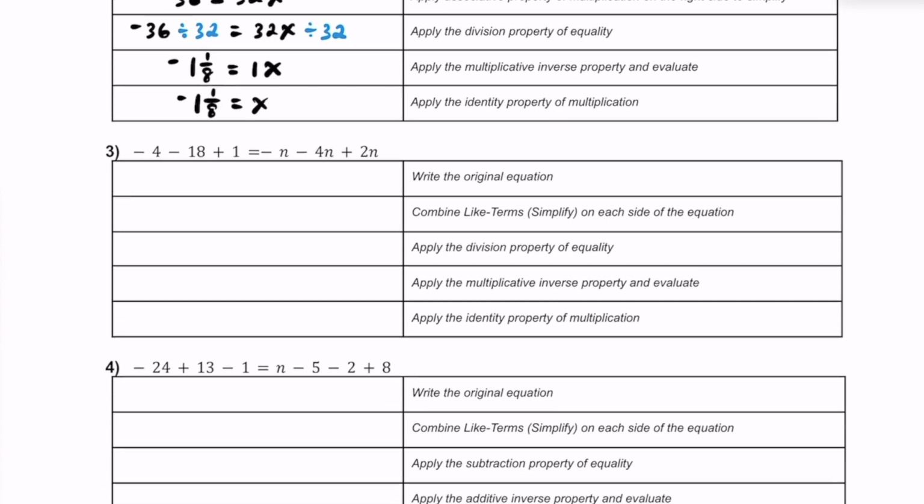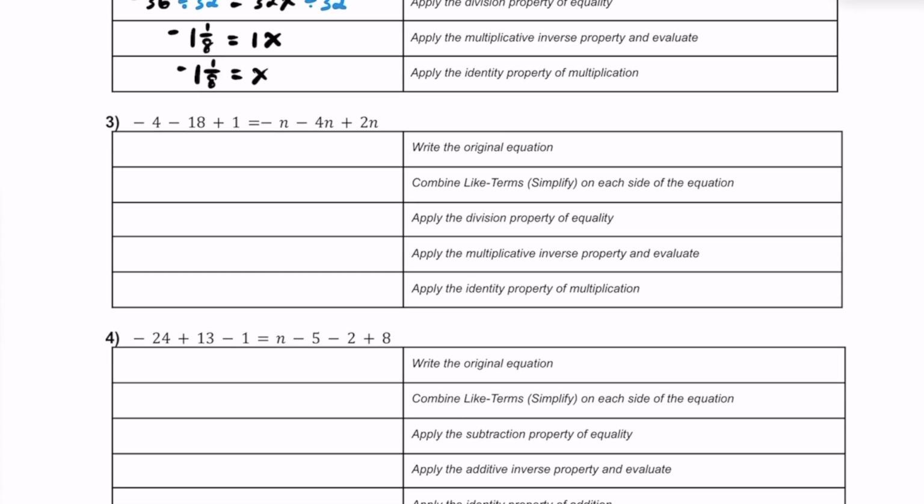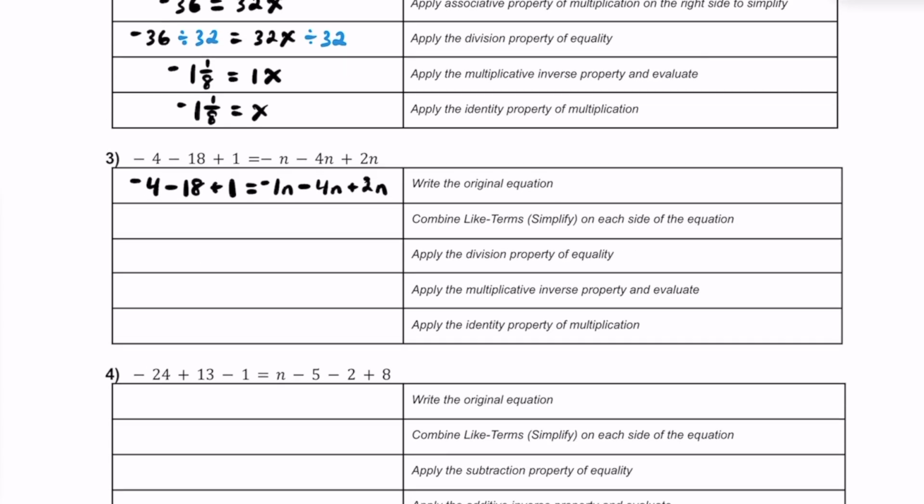All right. For number 3, let's go ahead and try another one here. So on the left side, we have -4 minus 18 plus 1 is equal to, and you don't have to write the 1 here, but I'm going to write it just so we don't accidentally miss it, -1n minus 4n plus 2n, right? So we're going to have this original expression on each side. And if we go ahead and apply some of our properties where we can simplify a bit, we can combine all these like terms, these constants on the left side. So -4 minus 18, that's -4 plus -18, that's -22, plus 1, that's going to be -21 on the left side here, okay? What about on the right side?